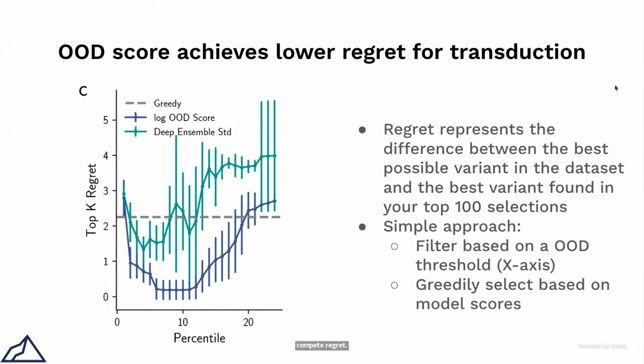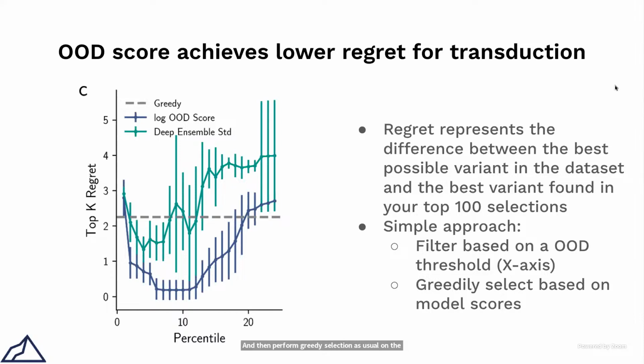Now, there are many ways that you might want to use the log OOD score, and it might depend on the practitioner's utility function, but one simple approach would be to use it as a pre-filter. So you can take this candidate set, filter that data set based on your reliability, your OOD score, and then perform greedy selection as usual on the remaining subset.